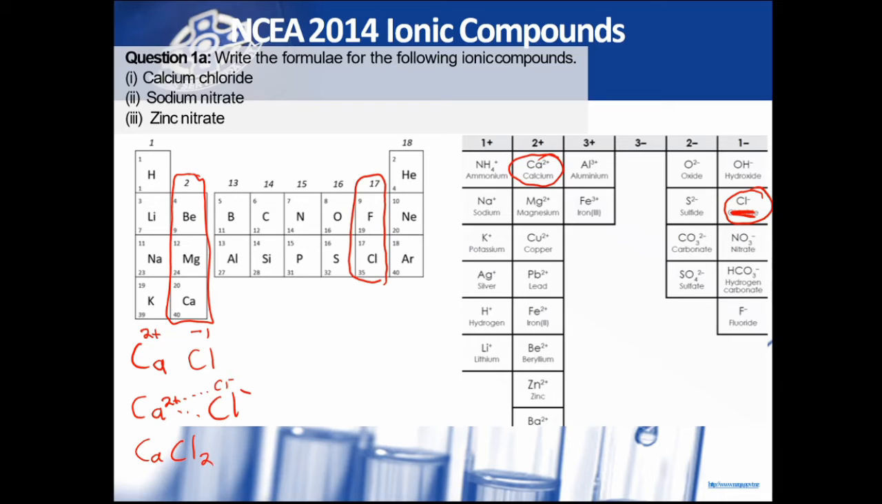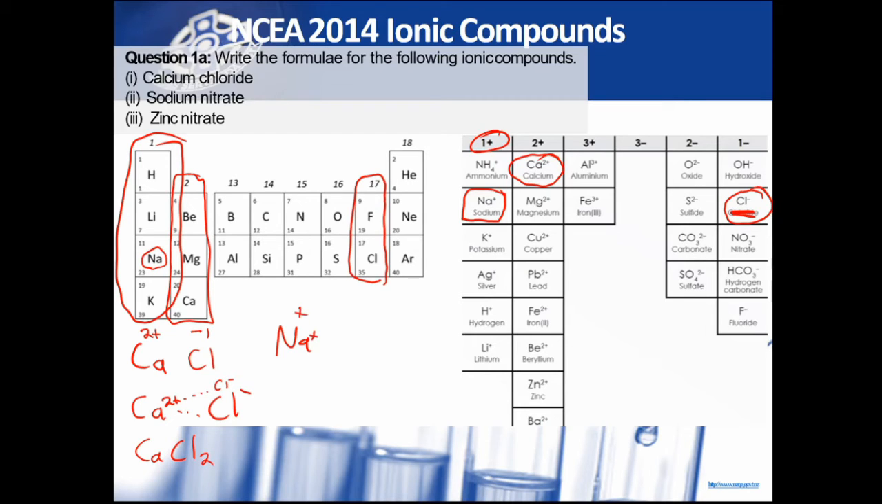So, nitrate contains nitrogen. Let's start with sodium. Sodium is right here, so that's in group 1. How many electrons in the outer shell? 1. Let's check. Sodium is there. Okay, so we have Na, and it is a plus 1, or we can write the plus there if we want to make it the ions.